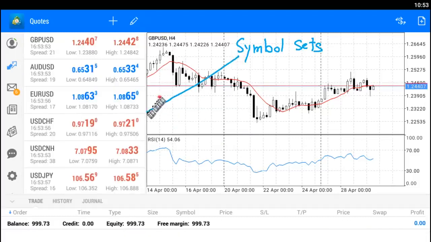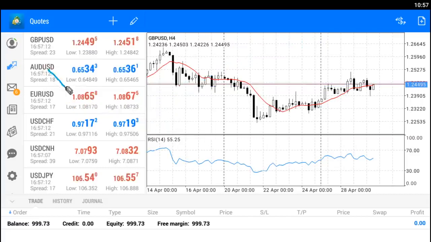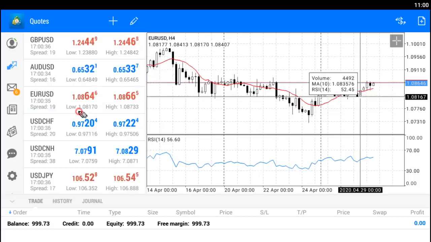So on the left side of the screen we have symbol sets. You're seeing different currencies combined. Say the EURUSD, known for Euro US dollars, with two different price codes. Left is the selling price while right is the buying price. The word spread means the price difference between the buying and selling price. Low means the lowest rate of the day, and high means the highest rate of the day of that certain currency symbol, based on the everyday's opening hours of Sydney.